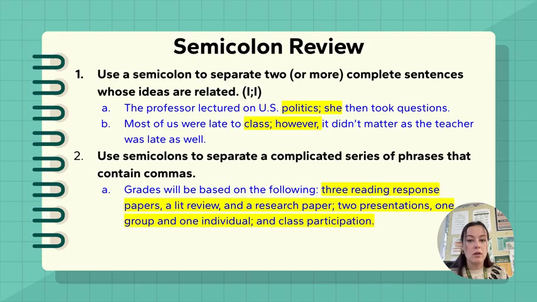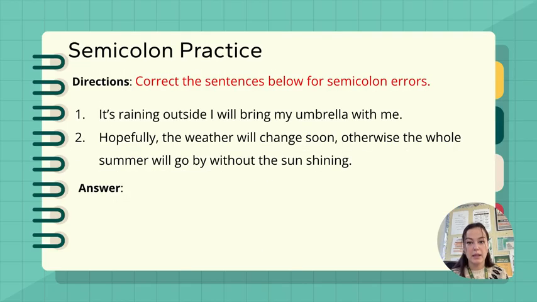We also use semicolons to separate a complicated series of phrases that contain commas. If we look right here, 3 reading response papers, a lit review, and a research paper, 2 presentations, 1 group, and 1 individual, right? We have this big list of items. Sometimes it makes more sense to use a semicolon so that way you don't get something that's called a comma splice, okay? So sometimes semicolons are needed to separate these longer lists and series of items. So that's what a semicolon is.